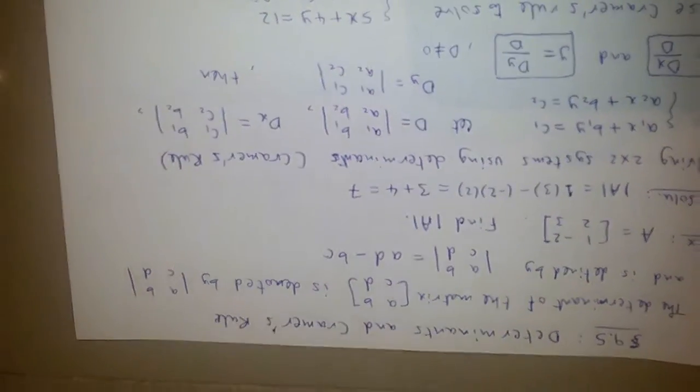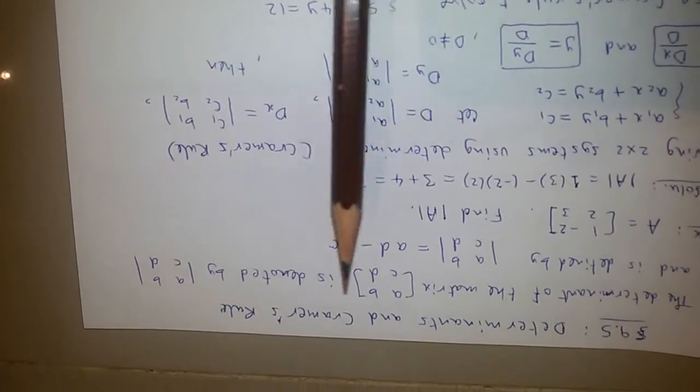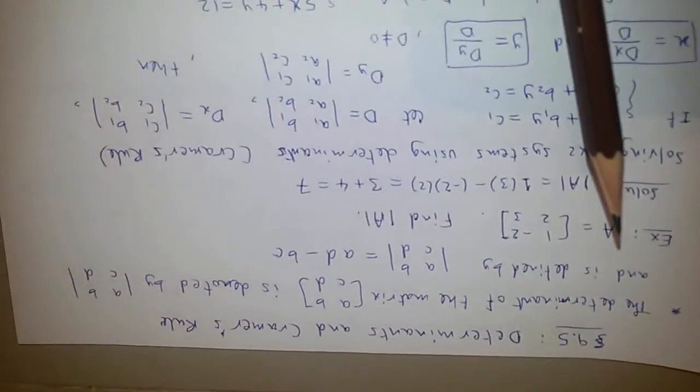This is Dr. Bahauddin Abdullah and this is section 9.5. It is about determinants and Cramer's rule. So let us start with the determinant.